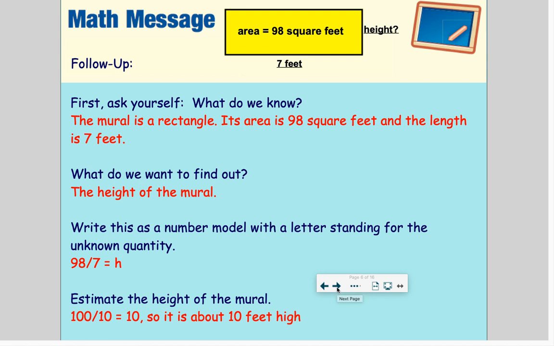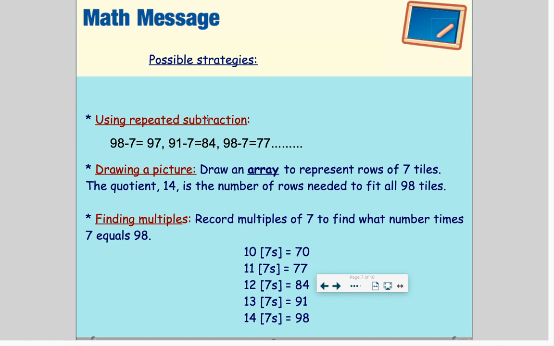Now, let's figure out 3 different ways that we could solve this problem. We could do repeated subtraction. We could draw a picture, or draw an array to represent rows of 7 tiles. Or we could find multiples of 7. So we know that 7 times 10 is 70, keep going on, and then eventually we'll find 7 times 14 is 98. So we'll know that the answer is 14.